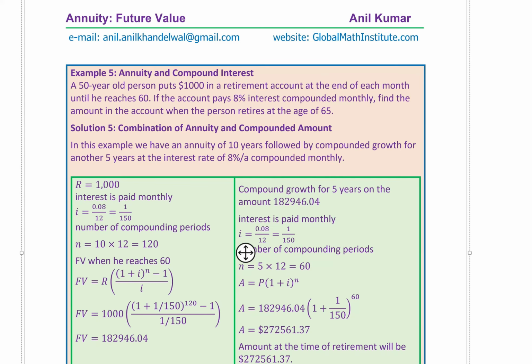Example 5. We'll combine this annuity concept with compound interest in this particular example. Now, this example is very important from an examination point of view.